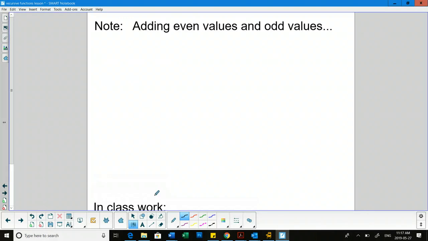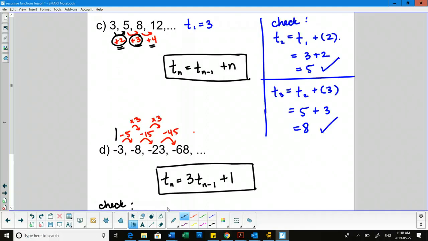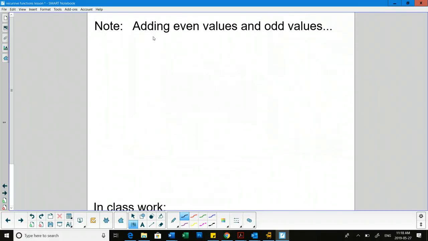So adding even and odd values, sometimes you might see this in your worksheet or in your other work. Sometimes you will see that a sequence adds 1 and then adds 3 and then adds 5 and 7 and 9. Or if it adds even values, maybe it adds 2, 4, 6, 8, and so on. So this one is adding 1 more than the term before it. But sometimes it goes up by even numbers or it goes up by odd numbers.